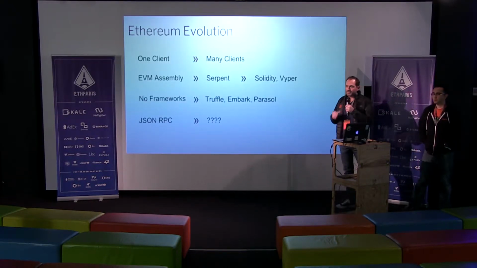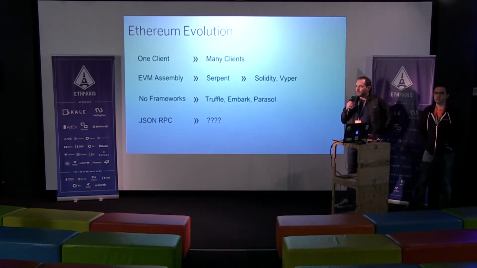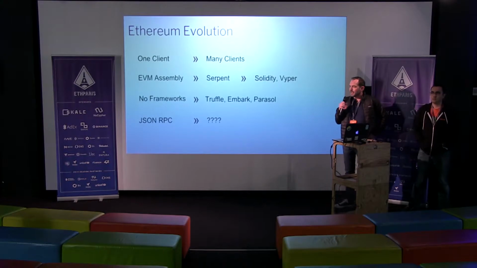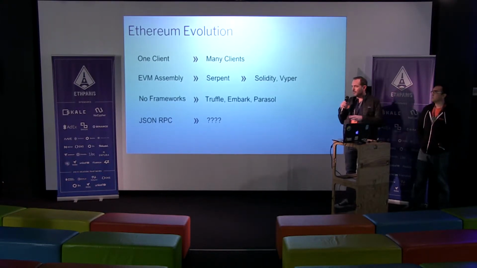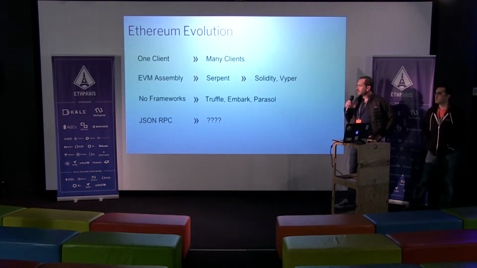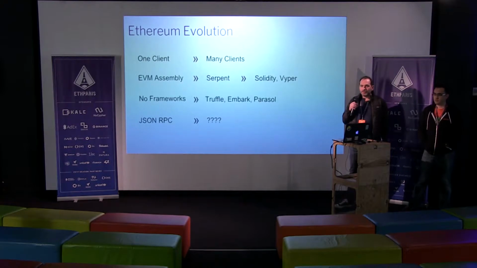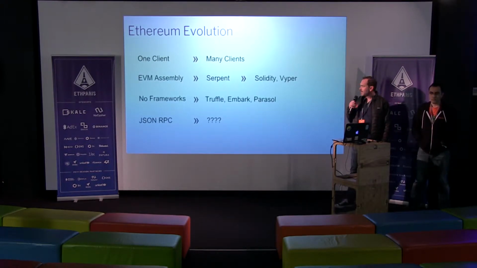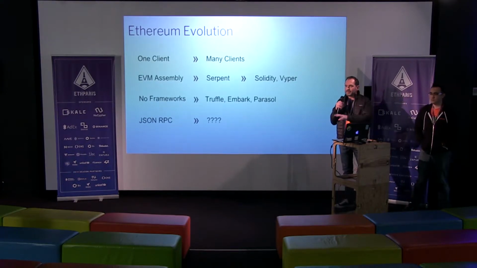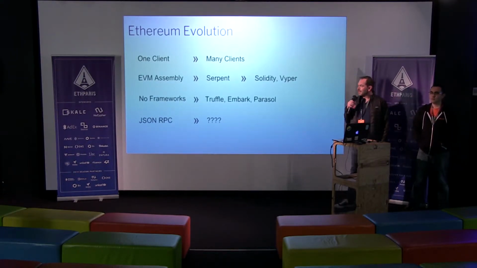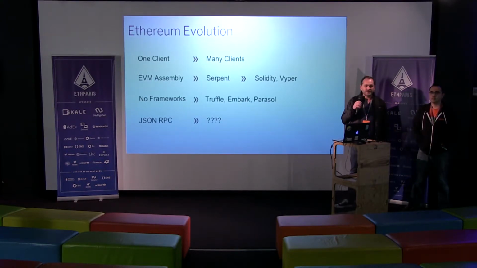So if you look at the evolution of Ethereum, on the client side, it went from one client to many clients. As far as developing it, you go from the EVM assembly into more rich languages like Serpent, Solidity, Viper. Started with absolutely no frameworks. You were just kind of on your own back in the day. Now we have Truffle, Embark, Parasol, other things out there that make that whole development life cycle much easier. But then as far as accessing data from the blockchain, we started with JSONRPC, and that's kind of still what we have.